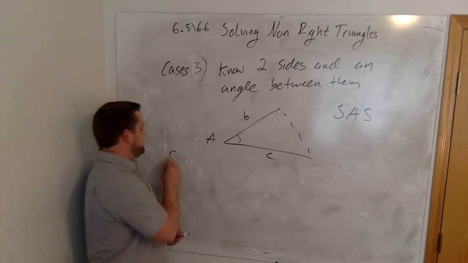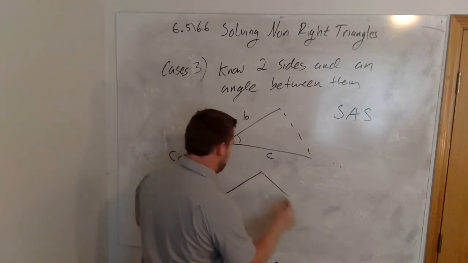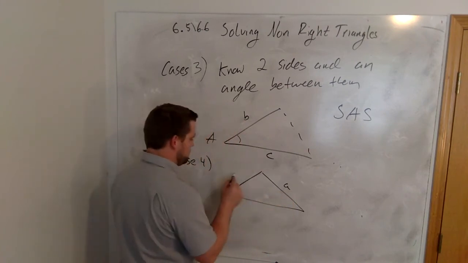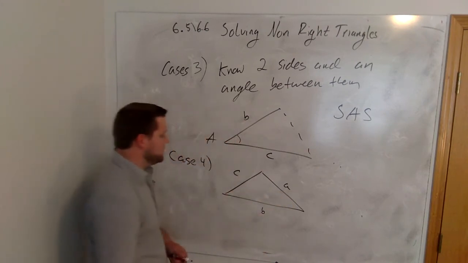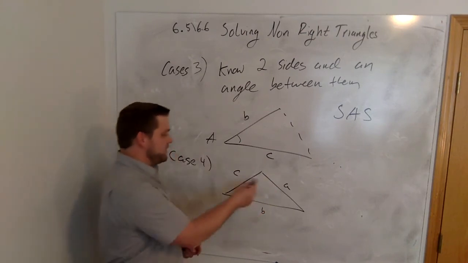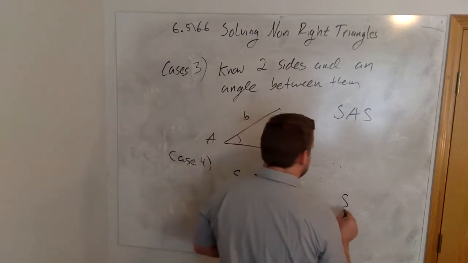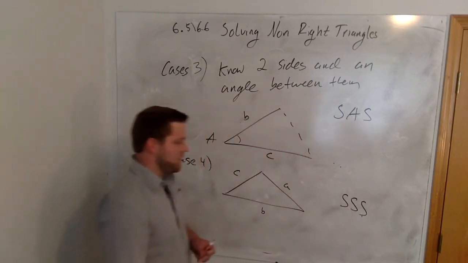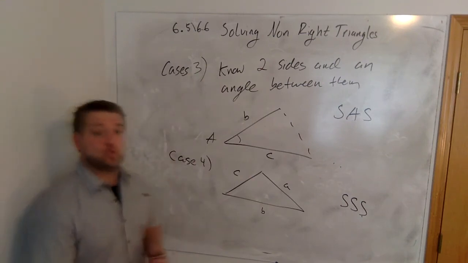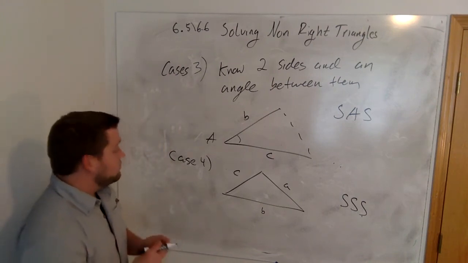Okay, the last case, case 4, is, well, we could know all three of the sides. So this is A. Let's call this one C. Let's call this one B. So if we know all three sides of the triangle, then we could figure out the angles. This would uniquely define this triangle. We call this a side, side, side triangle. Okay. If we're ever in case 3 or case 4, we're going to use a tool that's called the law of cosines.